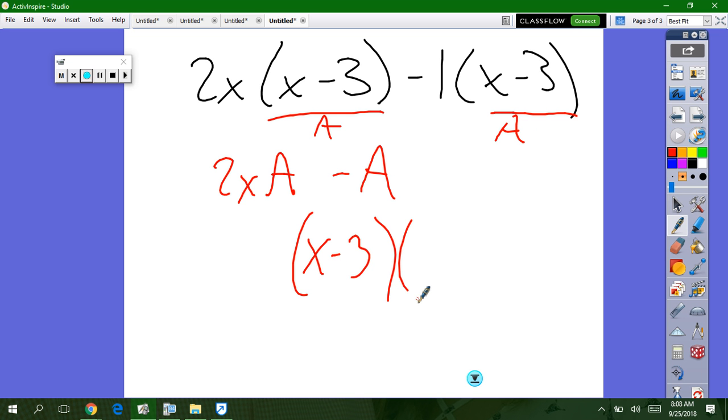What's left over? If I pull x minus 3 out of here, what's left over? 2x. If I pull x minus 3 out of this guy, what's left over? Negative 1. Okay. Any questions there? You guys did some of this last time too, right?